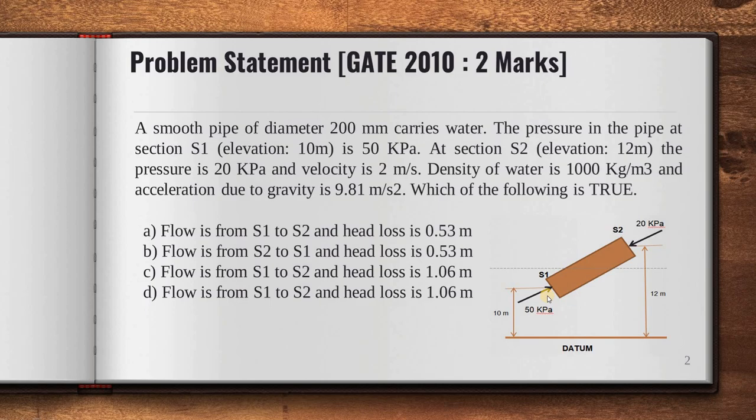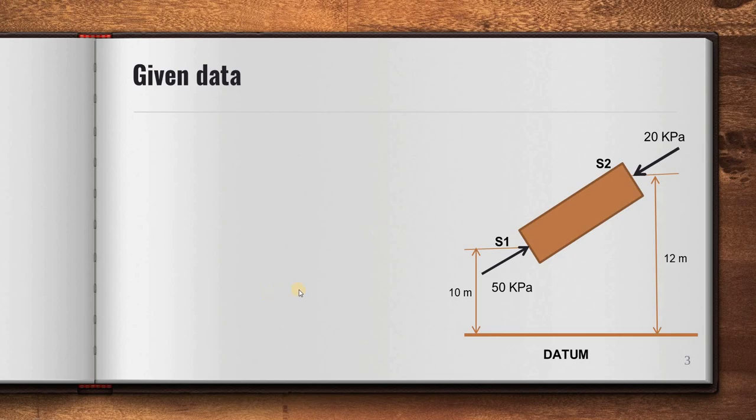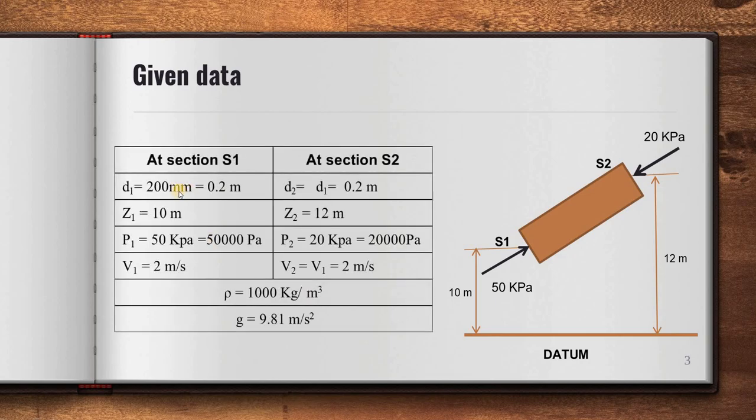So in this problem, first we need to find out whether the flow is from S1 to S2 or S2 to S1. That is the first thing. And the second thing, we need to calculate the head loss between these 2 sections. So now we will go for the solution. First we will go for the given data.